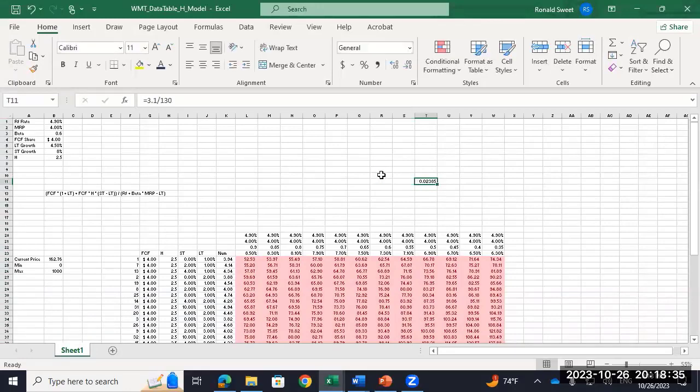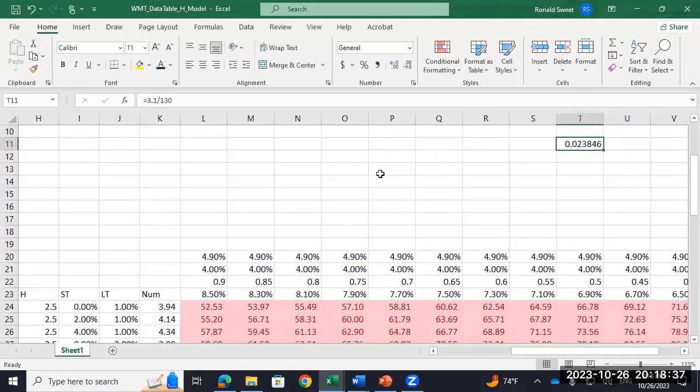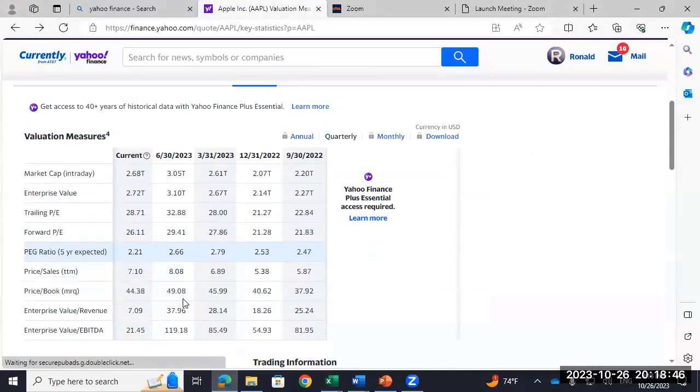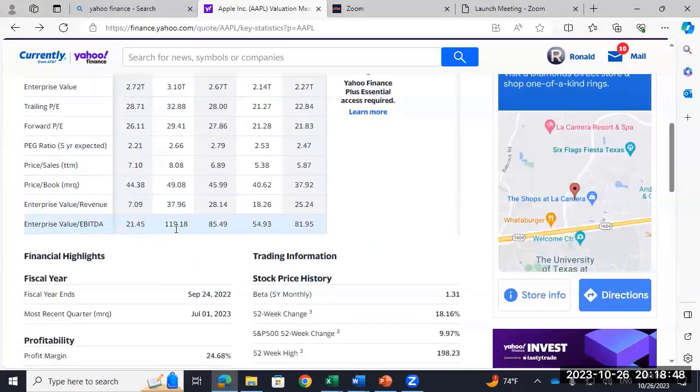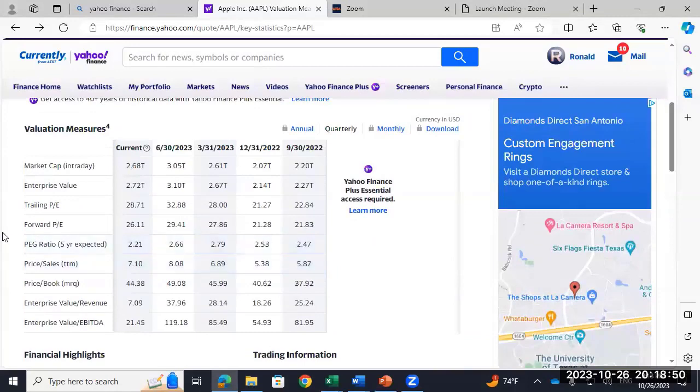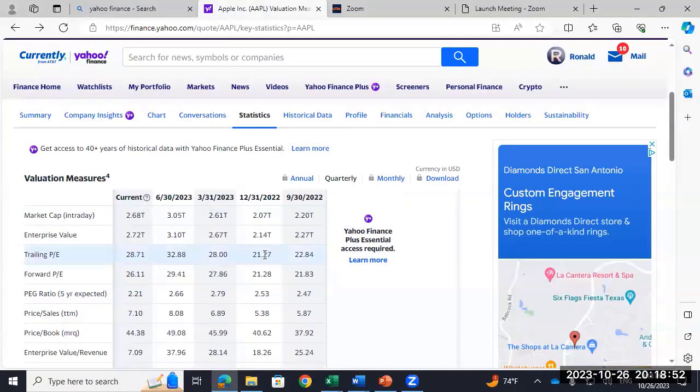Yeah, I can't see that. So 3,100 divided by 130. That's a 23. That's a normal EBITDA ratio. They're showing 119. So someone call Yahoo Finance, let them know they have another data breach.